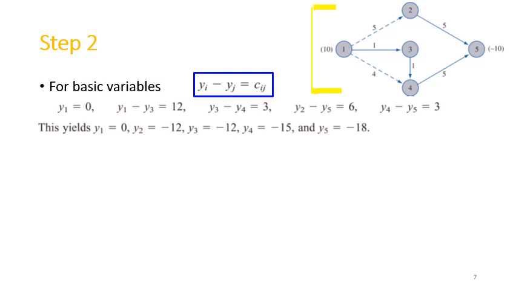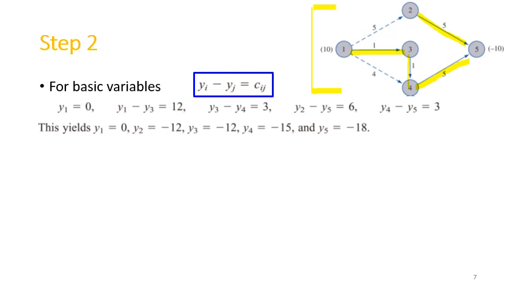For all the basic variables, use this formula, yi minus yj equals cij. So the basic variables in this case are x13, x34, x25, and x45. How do I know that these are basic variables? You can see that they are drawn with solid arcs, so it means they are basic variables. And then use this formula.